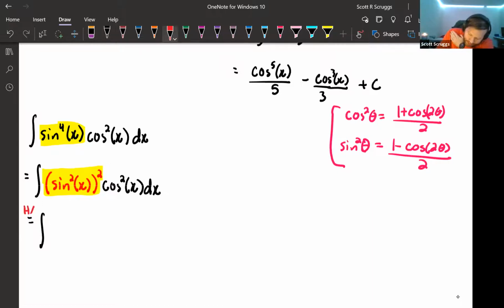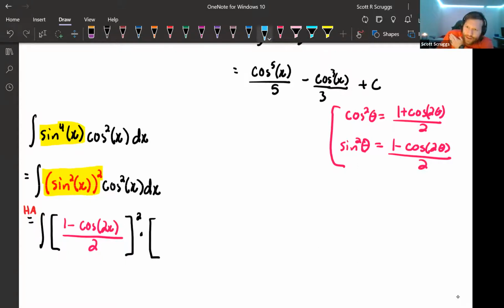So now here I'll use the half-angle identities. Sine squared x is 1 minus cosine 2x all over 2, squared, multiplied by the half-angle identity for cosine, 1 plus cosine 2x all over 2.